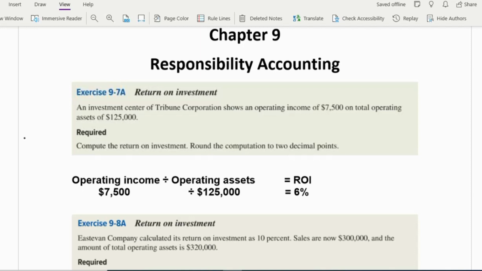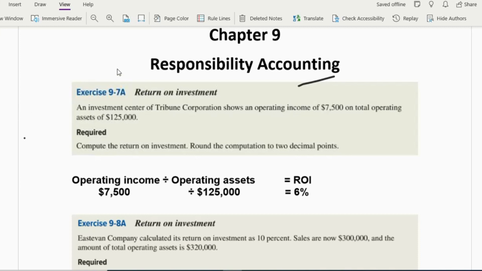I'm recording this video to discuss with you some exercises regarding chapter number 9 of managerial accounting. The topic is responsibility accounting. So in this chapter, in these exercises specifically, our point of focus will be on measuring the performance of different business units or different business centers and deciding which one is doing best as compared to others.